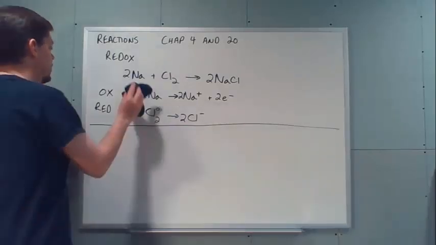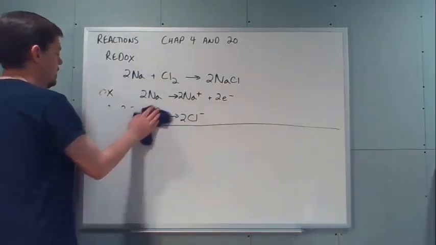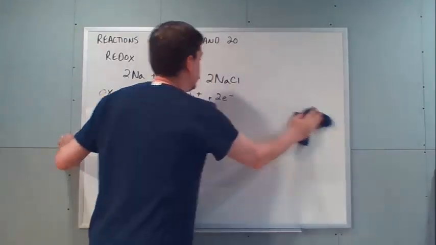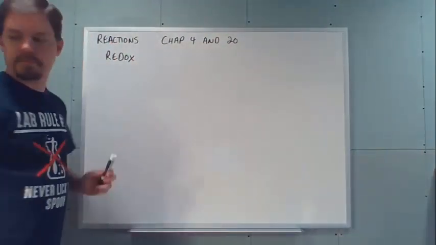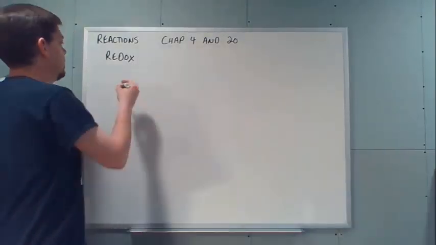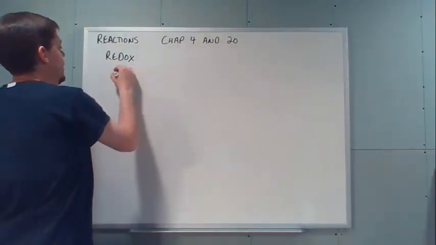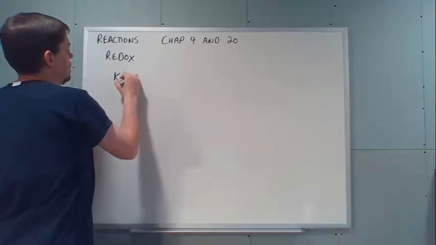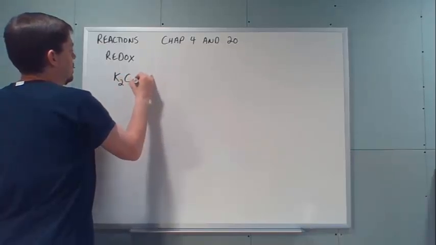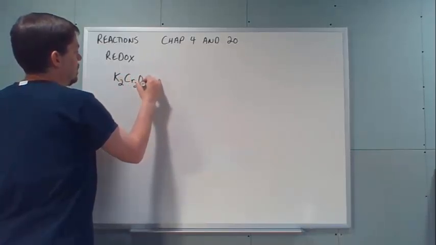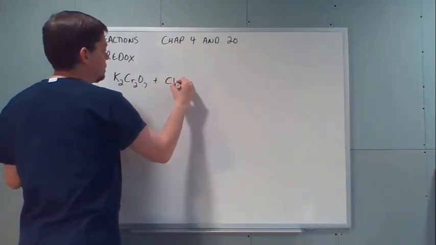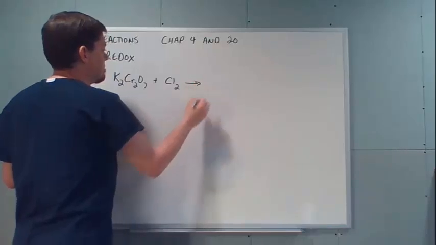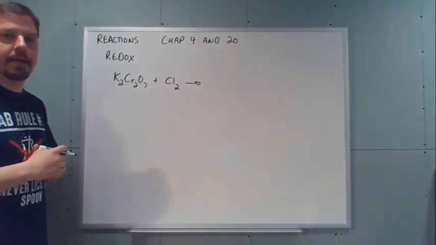And so let me do one of those. Actually, I was going to do it underneath, but I want to make sure I have enough room. So I'm just going to get rid of this. All right, so we can have something like potassium dichromate plus chlorine to see what we get out of that.